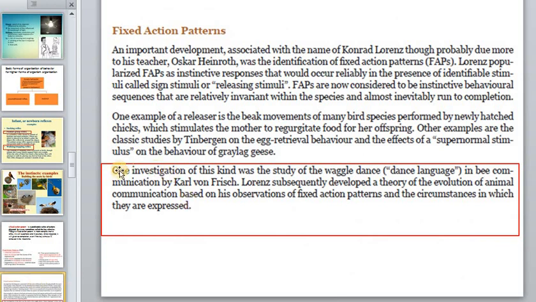One investigation of this kind was the study of the waggle dance language in bees, and you know this name, Karl von Frisch. And Lorenz, of course, developed the theory of the evolution of animal communication based on his observation of fixed action patterns and the circumstances in which they are expressed.